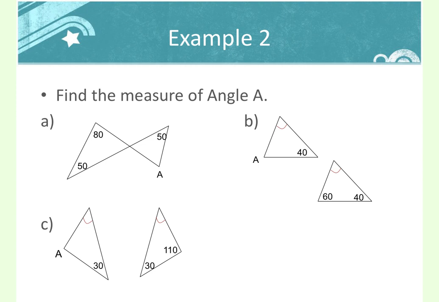All right, example 2 says find the measure of angle A. So here we're going to put together some prior knowledge. For example, in A, we've got vertical angles. So we don't know all 3 angles in the triangle on the left, but we can find it. If I do 80 plus 50, I get 130. 180 minus 130 is 50. So this third angle here is 50. Its vertical angle would also be 50. And then 50 plus 50 is 100. Subtract 100 from 180. And I get angle A is 80 degrees.